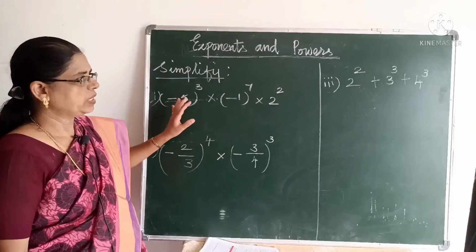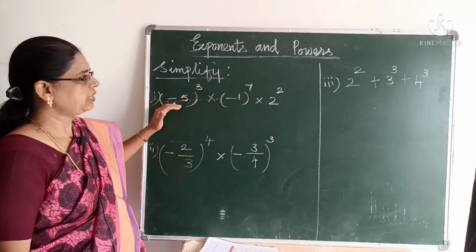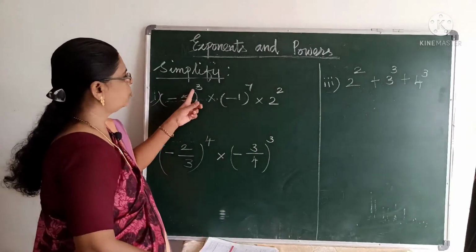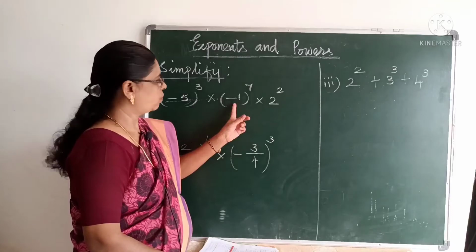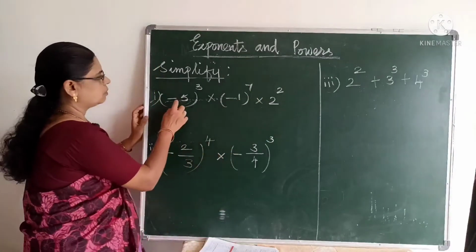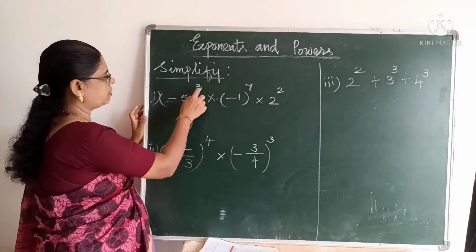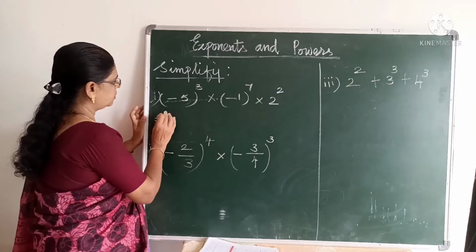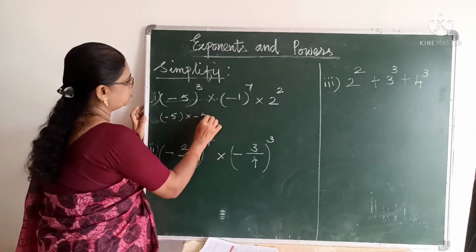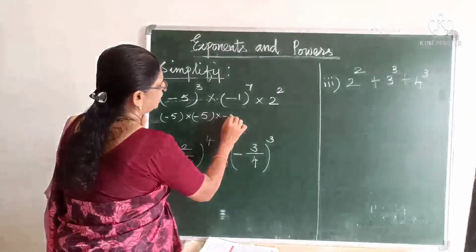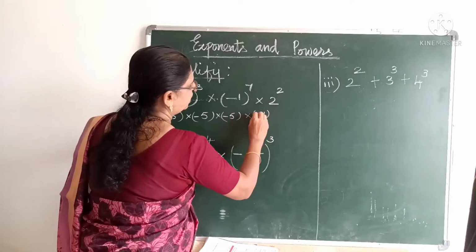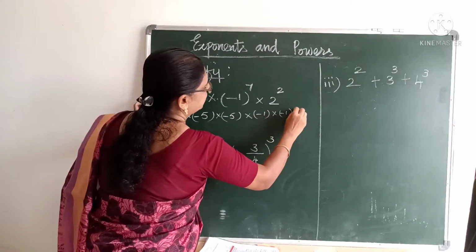Now we are going to learn how to simplify these expressions. Minus 5 cube into minus 1 power 7 into 2 square. What is the answer for minus 5 cube? First let us write it as minus 5 into minus 5 into minus 5. Here minus 1 is taken 7 times.